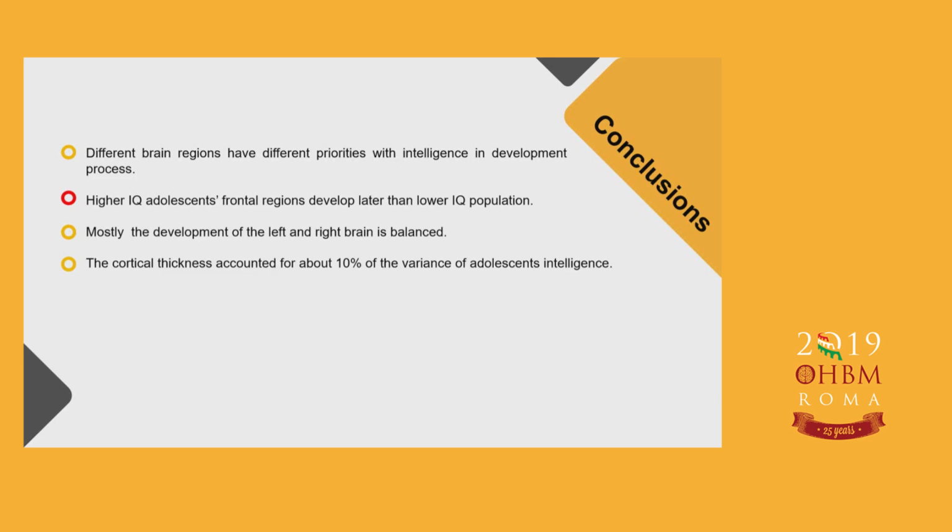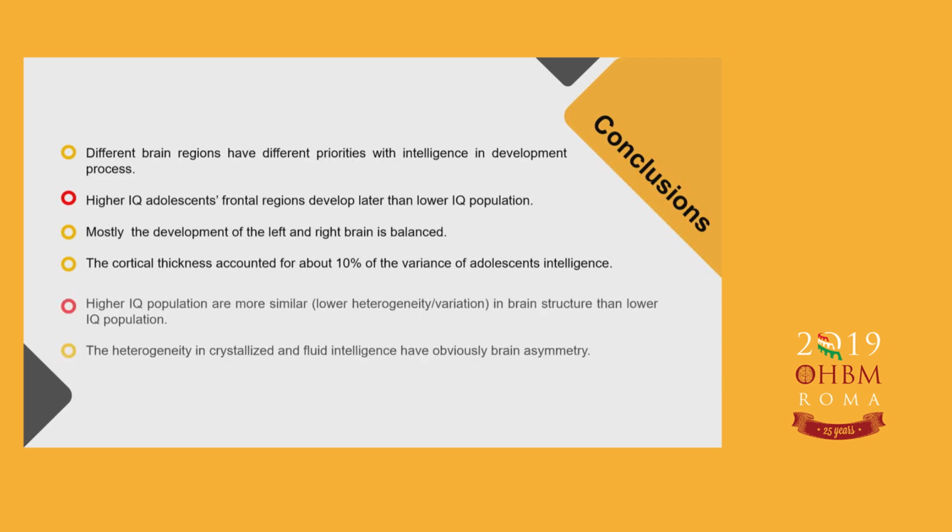In the dispersion model results, we found that the higher IQ population is more similar, or we can say has lower heterogeneity or variation in brain structure, than the lower IQ population. The heterogeneity in crystallized and fluid intelligence shows obvious brain asymmetry. This phenomenon may reflect that crystallized and fluid intelligence can be studied from another perspective using the double generalized linear model.